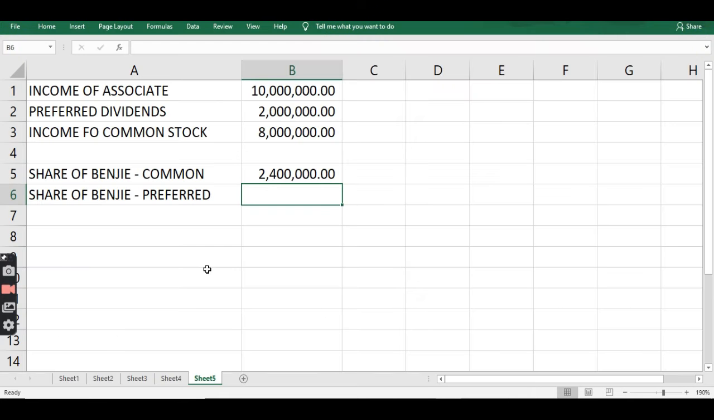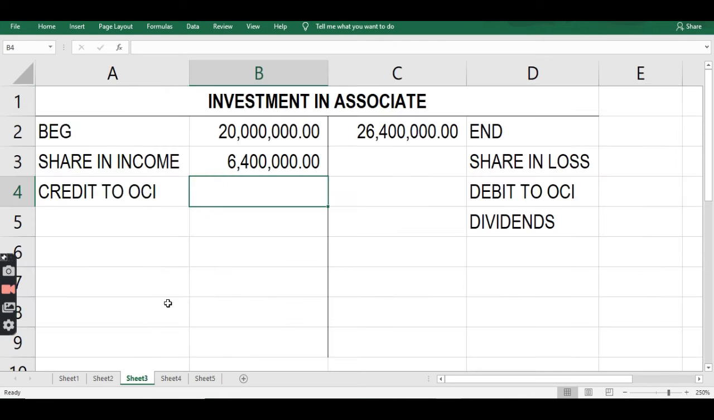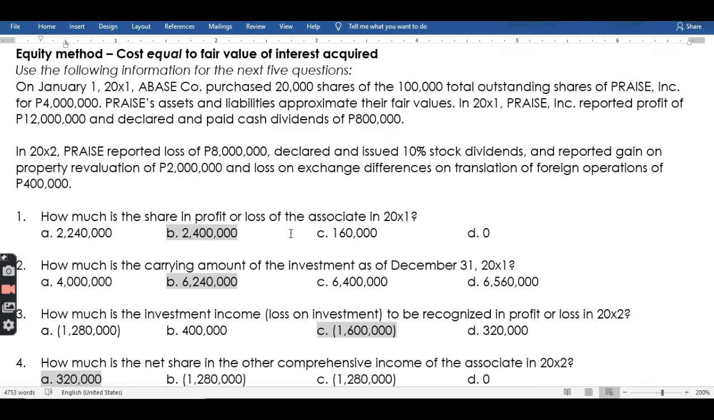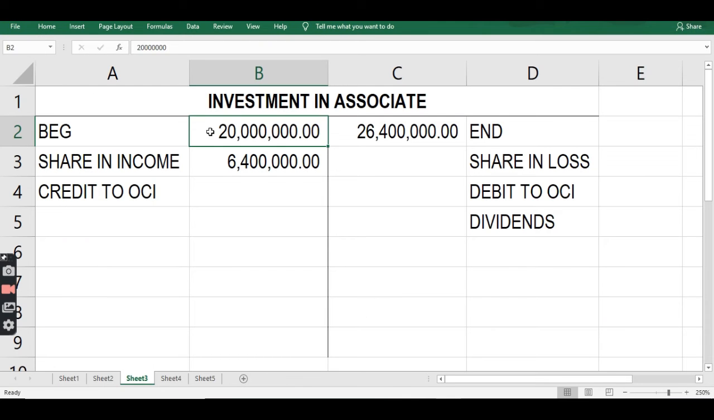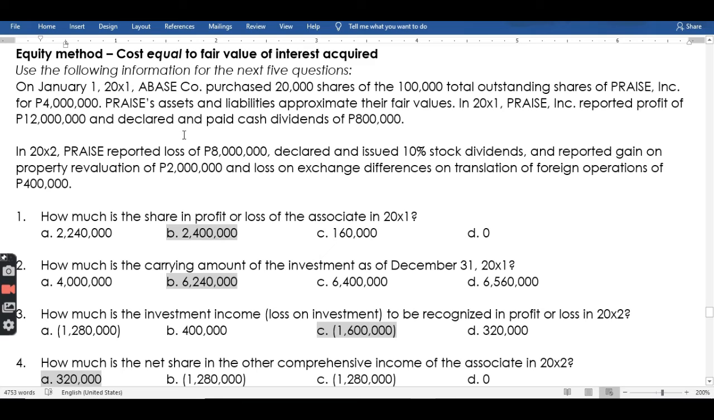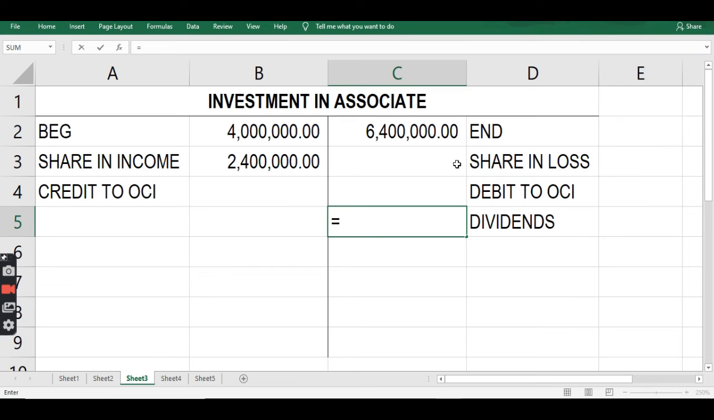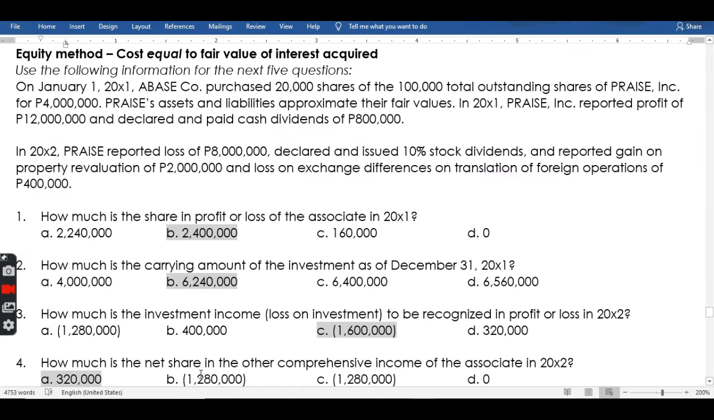So, labas na lang natin yung ating computation dito. So, yun. So, mag-start tayo dito kasi binili natin ng 4 million. Tapos, yung share in income natin, na-compute na natin, that's 2,400,000. Pagkatapos nag-declare ng dividends, 800,000 sa atin yung 20%. So that's going to be 800,000 times 20%. So that's going to be 160. So ito yung magiging balance ng ating investment. 6,240. So that's going to be letter B.